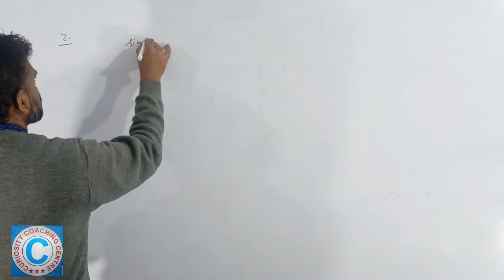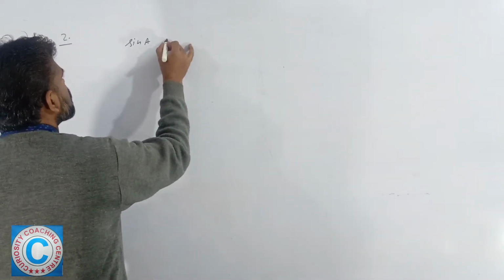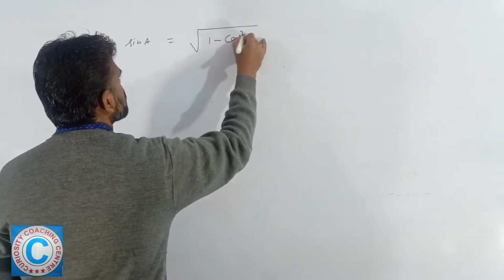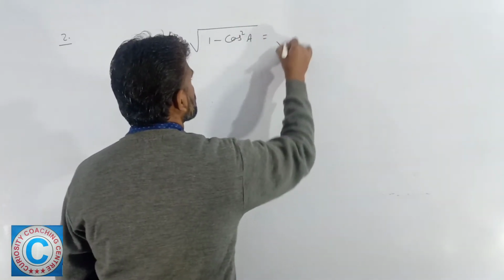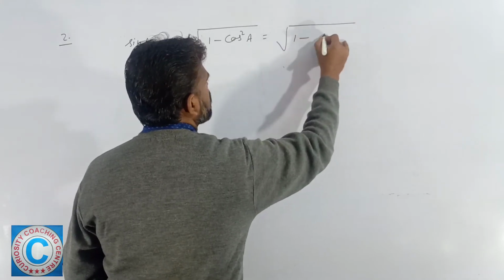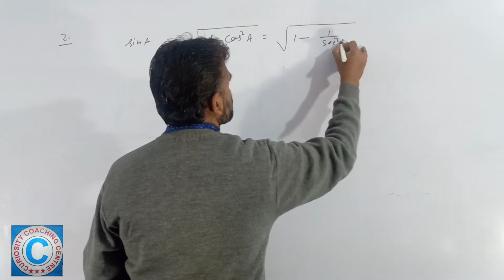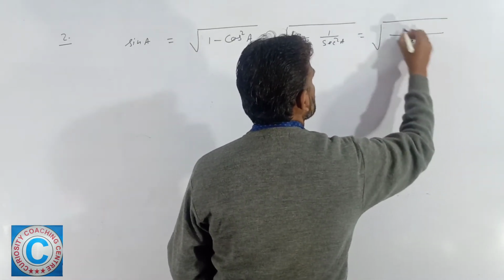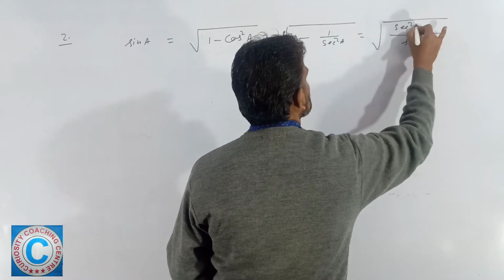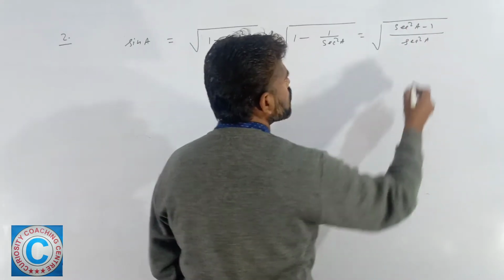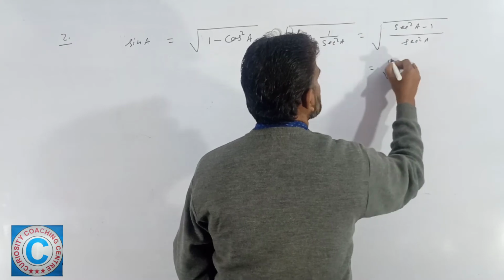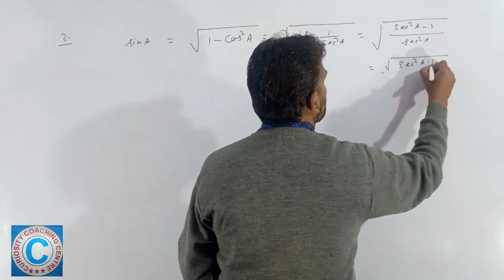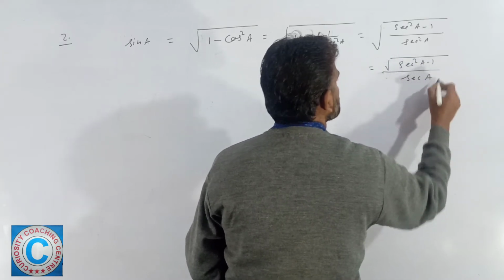First, sin A. Sin A is equal to square root of 1 minus cos square A. Cos square A can be written as 1 by sec square A, and this equals sec square A minus 1, that is square root of sec square A minus 1 over sec A.